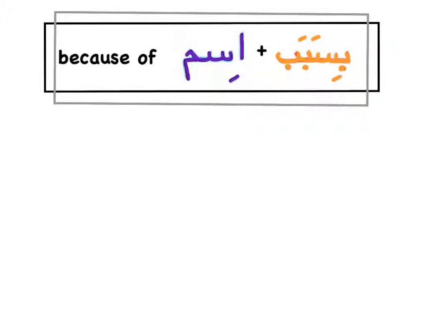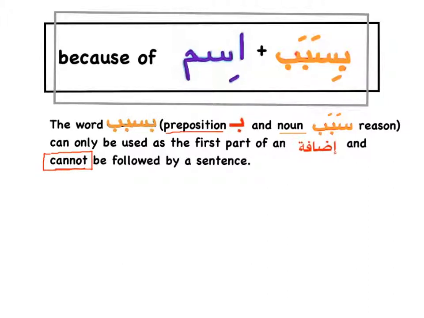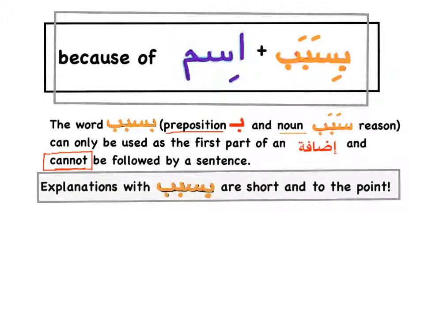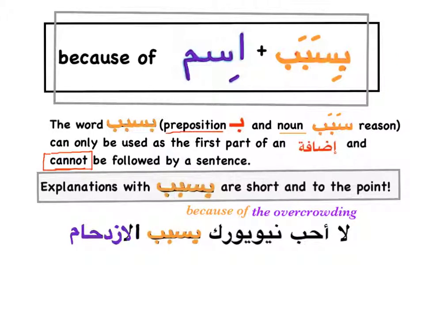Okay, another way to give an excuse is because of, or بسبب plus اسم. The word بسبب, preposition ب and noun سبب, reason, can only be used as the first part of an إضافة and cannot be followed by a sentence. That's why we said بسبب plus اسم. Explanations with بسبب are short and to the point. Okay, don't abuse it. So for example, someone might say لا أحب نيويورك بسبب الازدحام. So I don't like New York because of the traffic. Easy and believable. So after بسبب you have اسم, بسبب الازدحام.